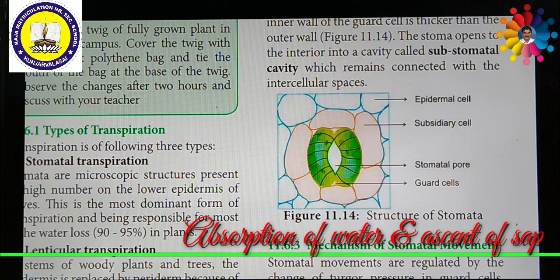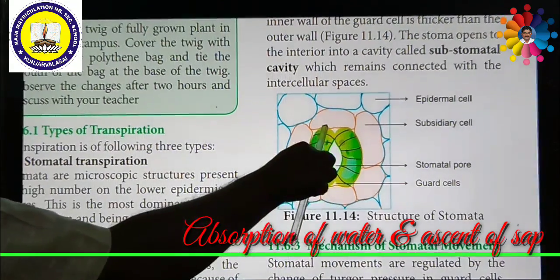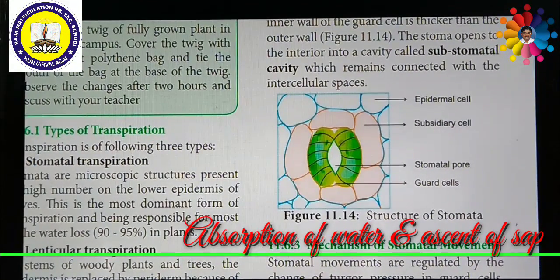Usually the inner wall is non-elastic and moreover it is thick, but the outer wall is elastic and soft. So the inner walls are pulled away from each other, stretching the outer, convex, elastic outer wall of the guard cell. So this is making the stomata open and close.